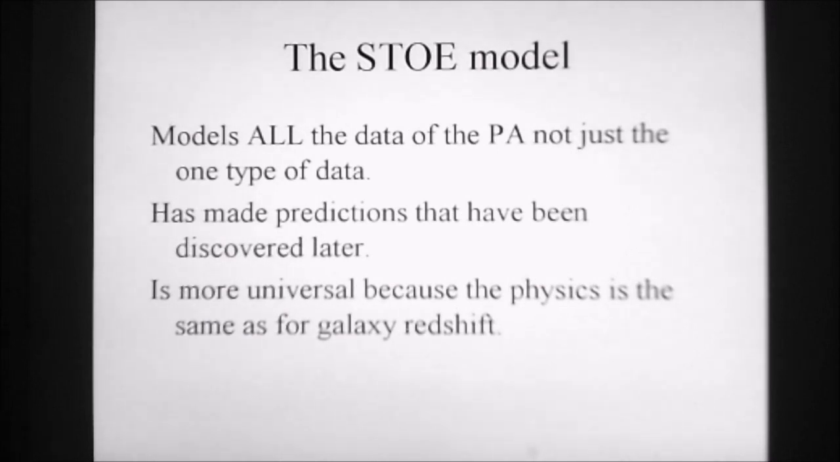The STOE model covers all the data of the Pioneer anomaly, not just one type of data. The STOE model has made predictions that have been discovered later. The STOE model is more universal because the physics is the same as for galaxy redshift.